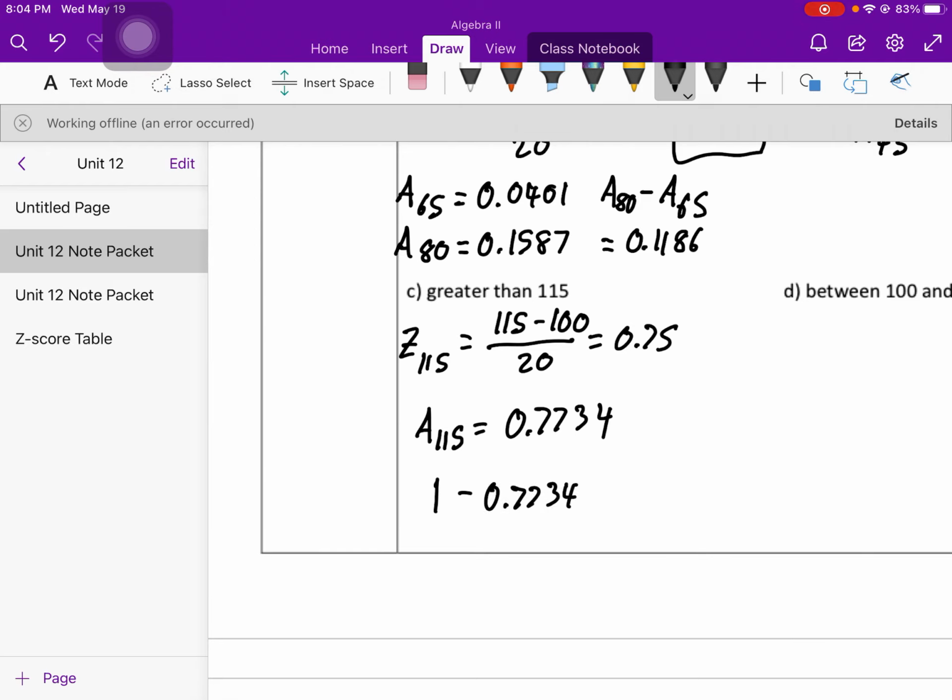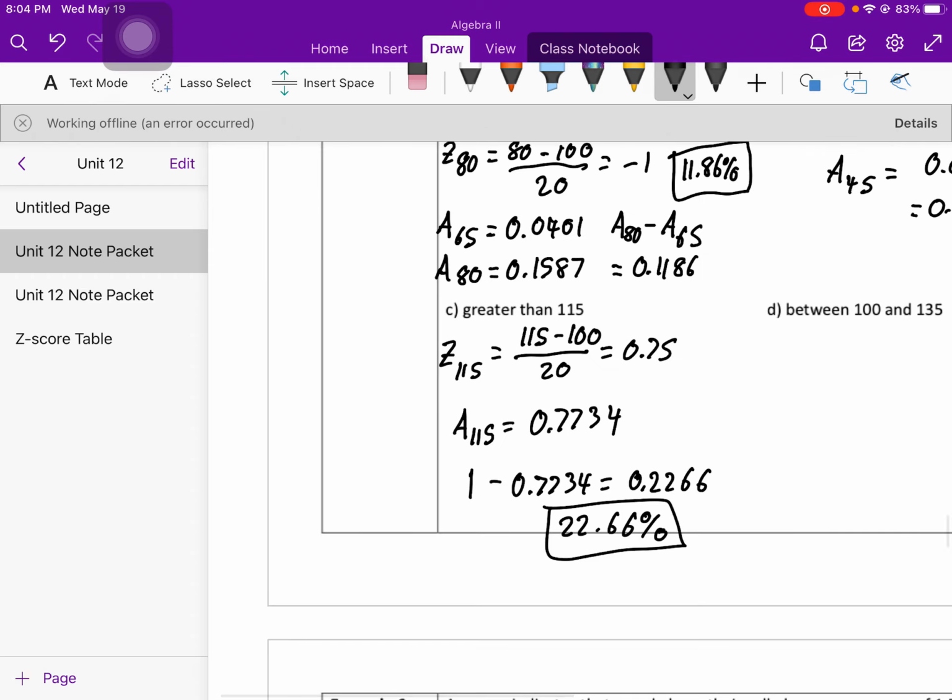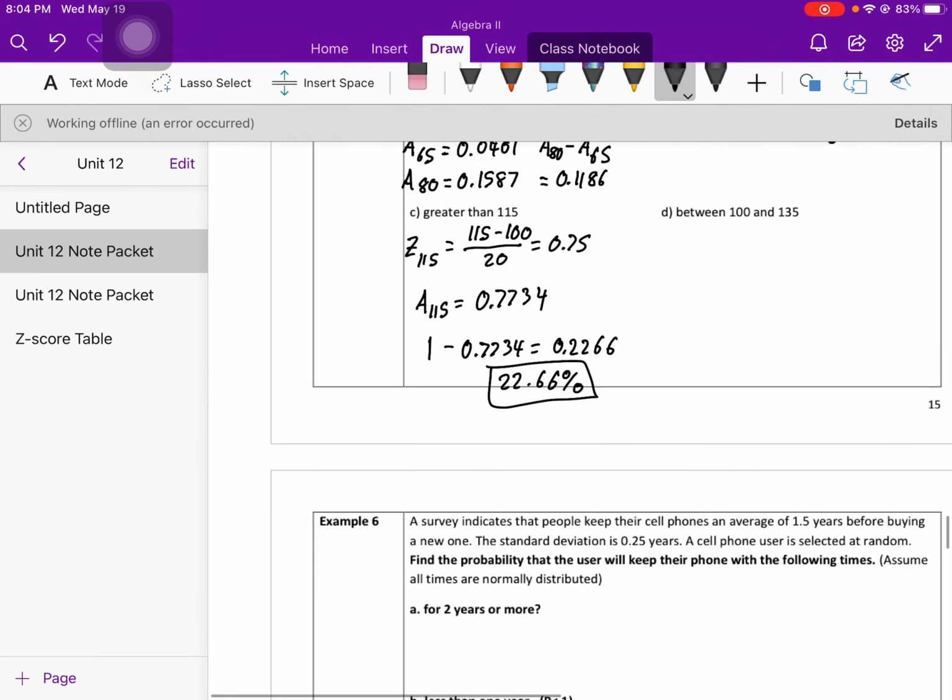So let's take 1 minus 0.7734. And that's going to give us all the space on the right side of it. And that comes out to be 0.2266 or 22.66%. So if it's greater than, you do need to think about the values on the right side of it. So you need to do just one extra step, which is subtracting that value from 1.